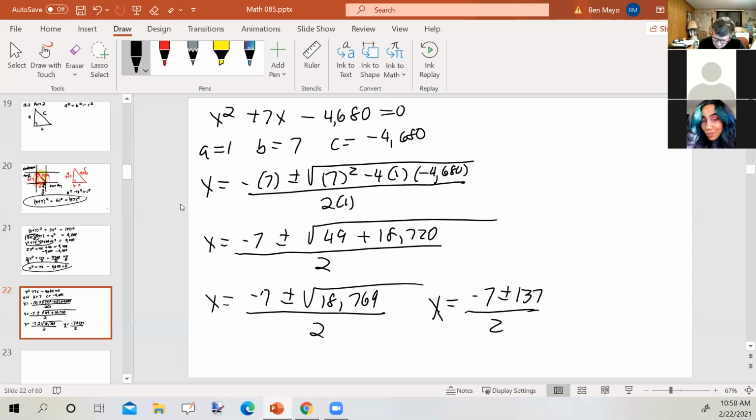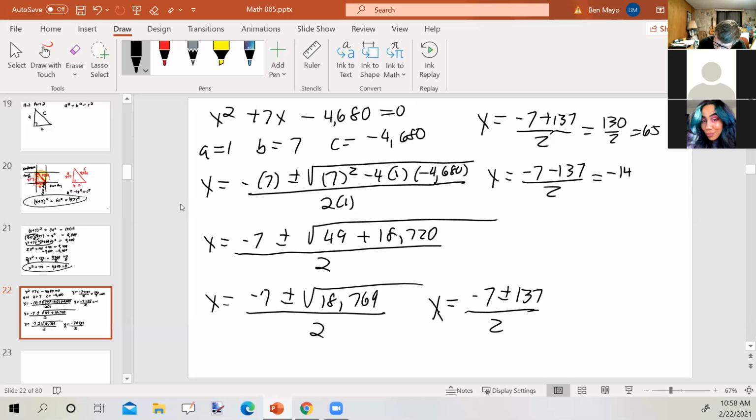Okay. So that means x equals (negative 7 plus 137) over 2, or x equals (negative 7 minus 137) over 2. On top, negative 7 plus 137 would be 130, and that over 2 would be 65. On the bottom, negative 7 minus 137 would be negative 144 over 2, which is negative 72. So x either equals 65 or negative 72. Any questions before we go back to the beginning to plug these in?